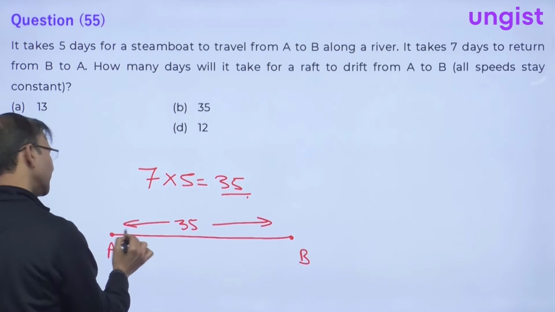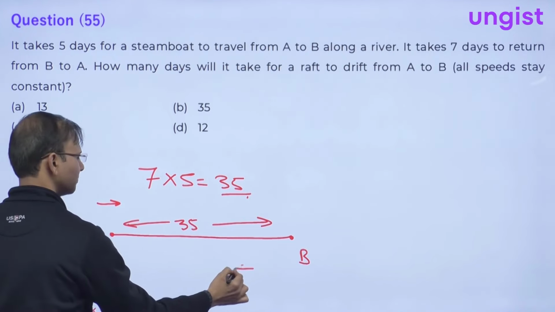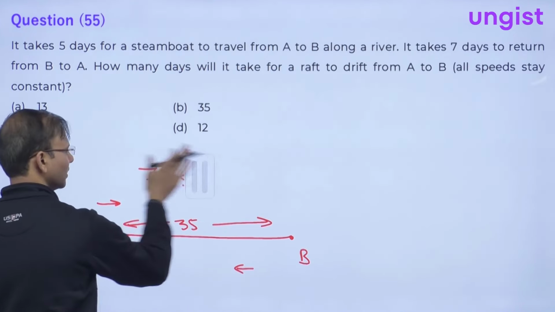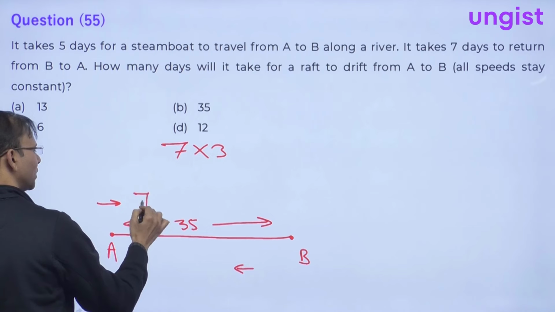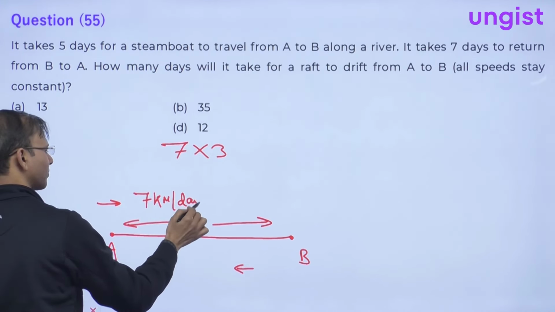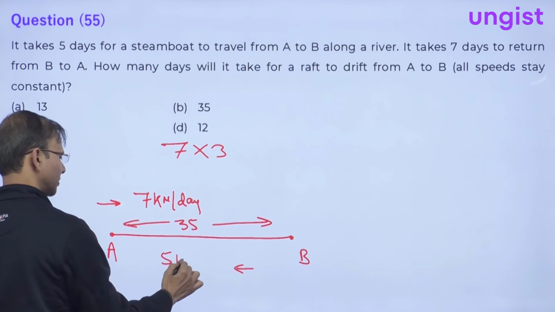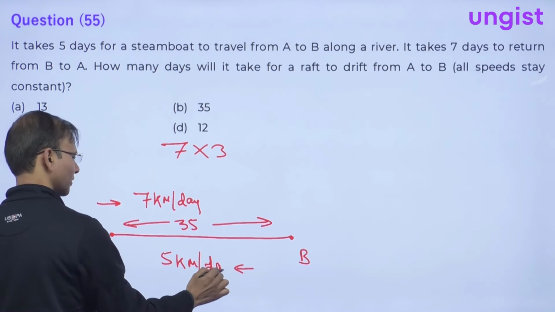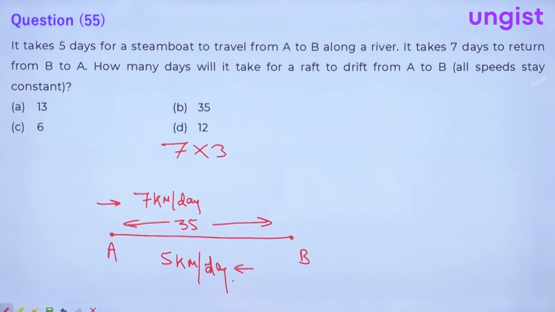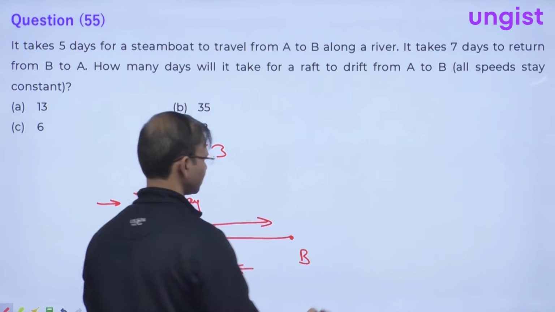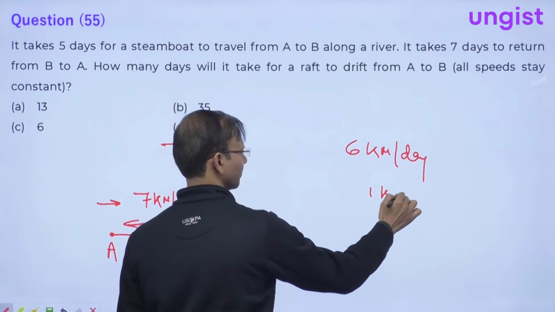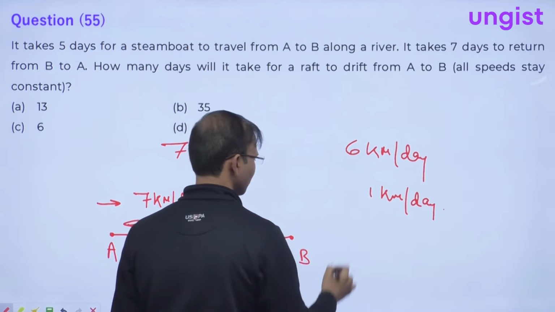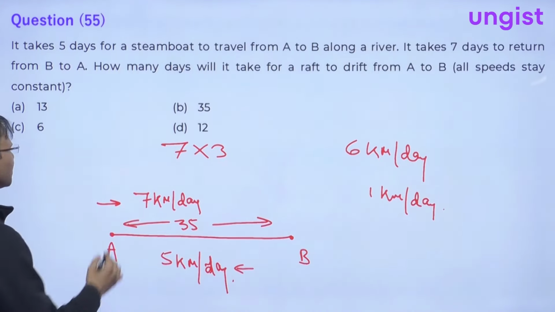So guys, what will be the speed upstream and what will be the speed downstream? It was downstream during the onward journey, right? So this must be 7 kilometers per day. And this must be 5 kilometers per day. Yes or no? So what will be the speed of the stream, guys? Actually, this is 6 kilometers per day and 1 kilometer per day. Why? Because this is downstream and this is upstream.